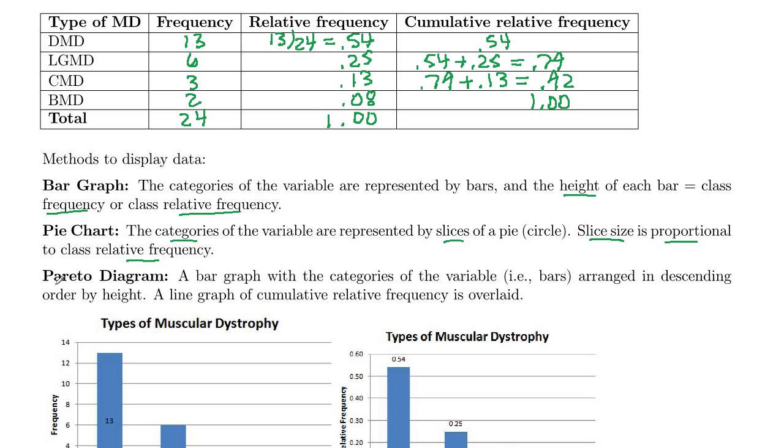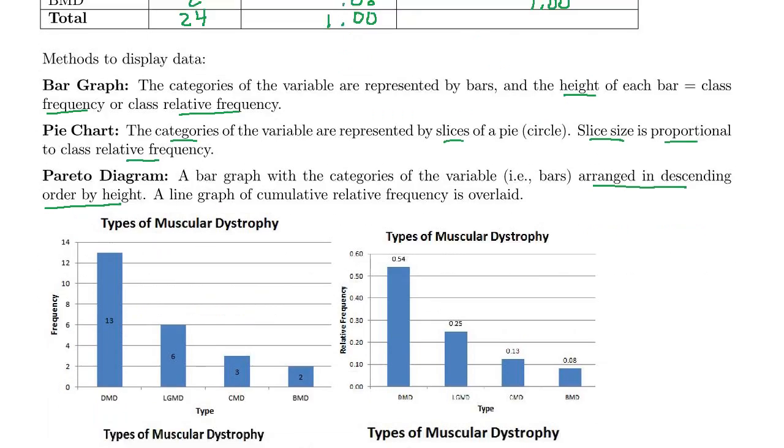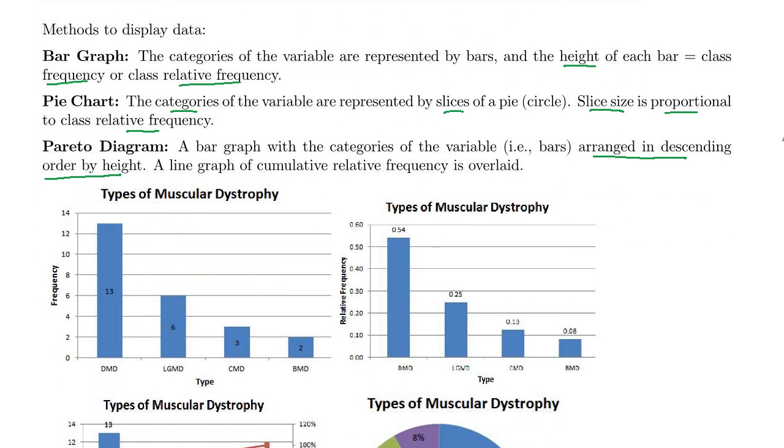And then there's something called a Pareto diagram, which is just a bar graph where your categories are arranged in descending order by height. And these are actually already in descending frequency. I did it that way on purpose. For a regular bar graph, they don't have to be in descending frequency. So here's a couple of different versions of a bar graph that we could use.